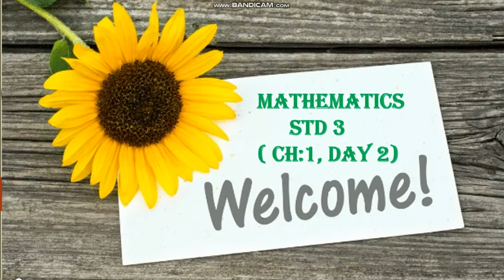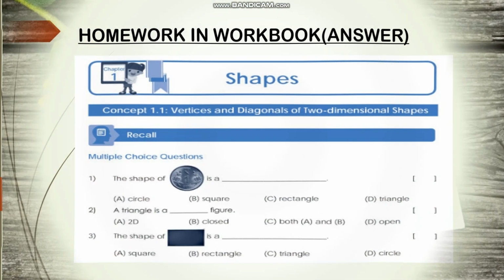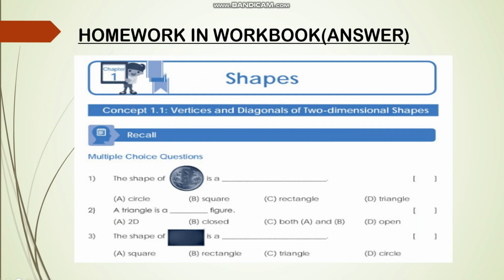In the previous class, we started our first chapter, chapter 1 shapes. And today also we are continuing the same chapter. In the last class, we learned about different types of lines, closed figures and open figures, and then about two-dimensional shapes, isn't it? So today we are going to continue with two-dimensional shapes. We will study more about the two-dimensional shapes in this class. Okay, children? So before that, we will discuss the homework answers.